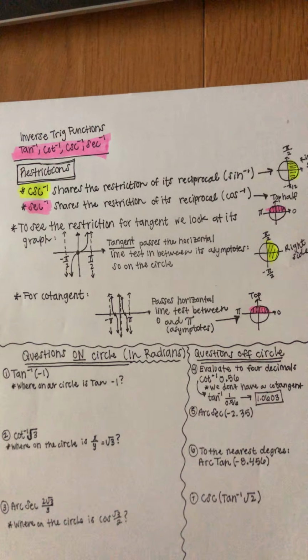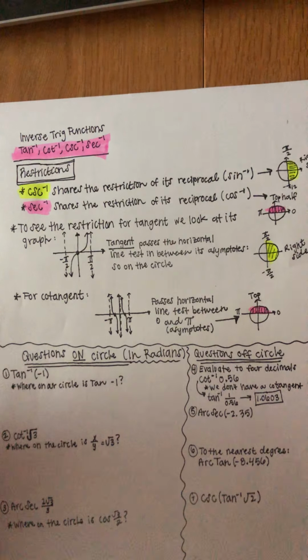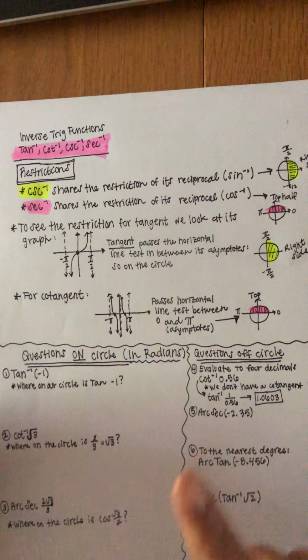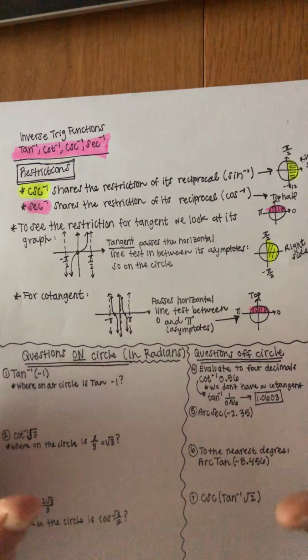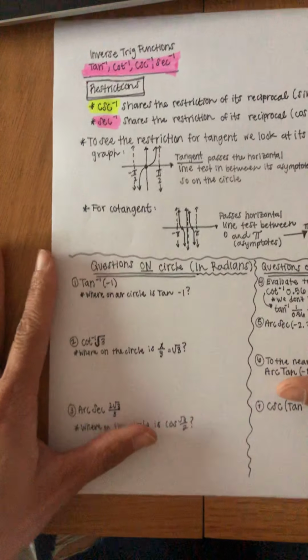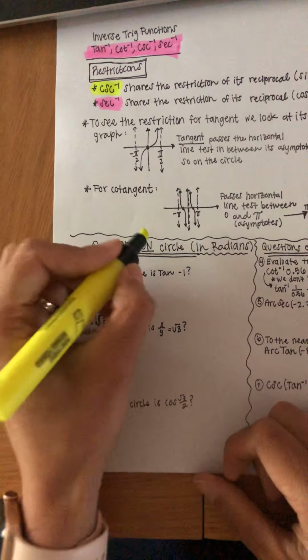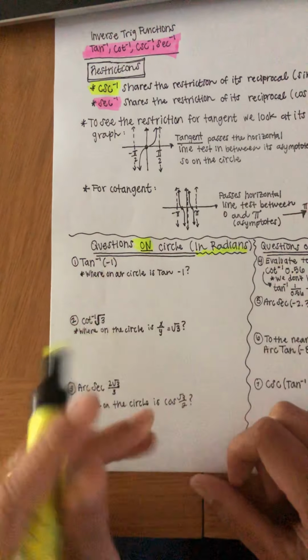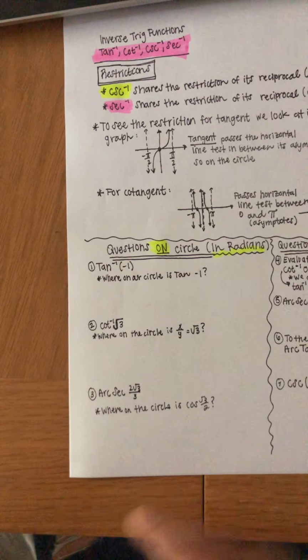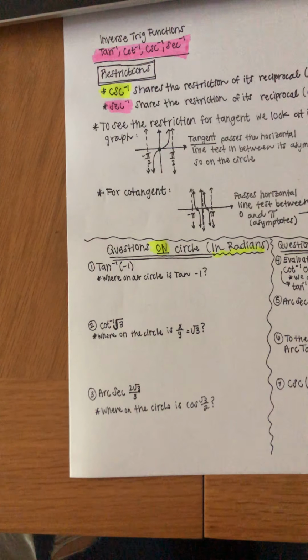Those are some other things that we have to remember, and they help us narrow things down when we're looking for one angle, not just a possibility of angles, but one answer. So we're first going to look at questions that are on the unit circle. Again, I need to reiterate that we need to be in radians. The first one I have is the tangent inverse of -1. So our question is, where on the circle is the tangent -1?